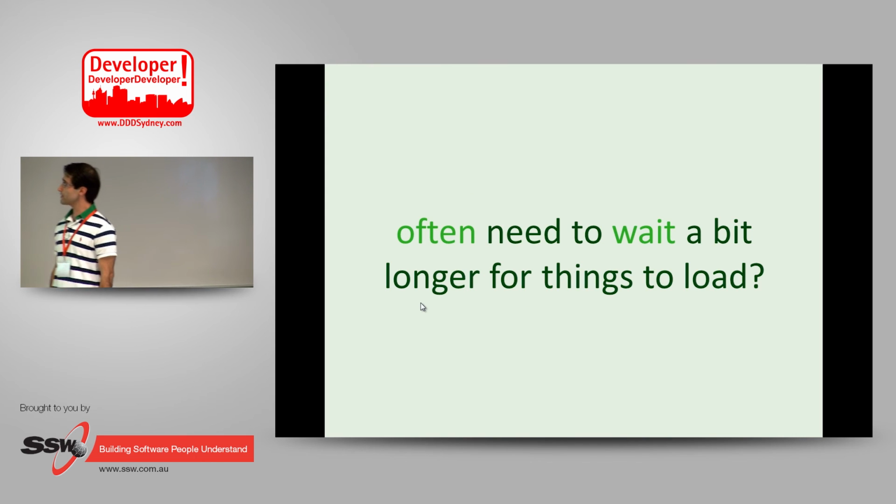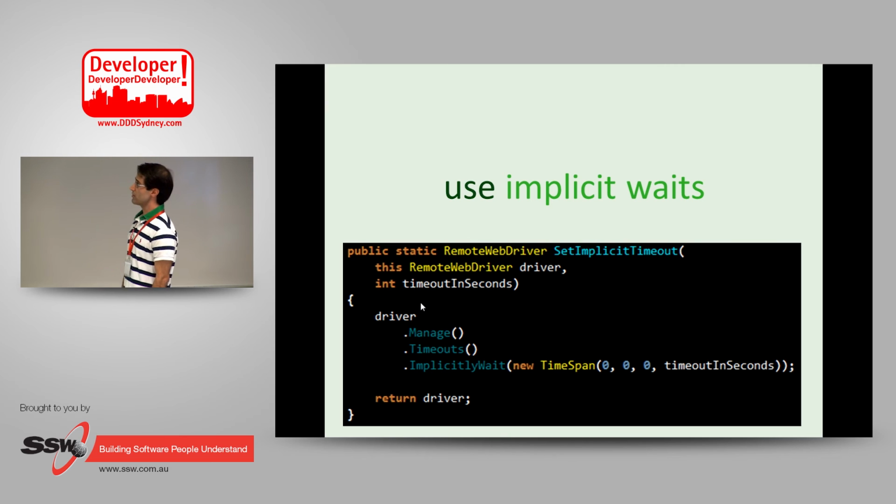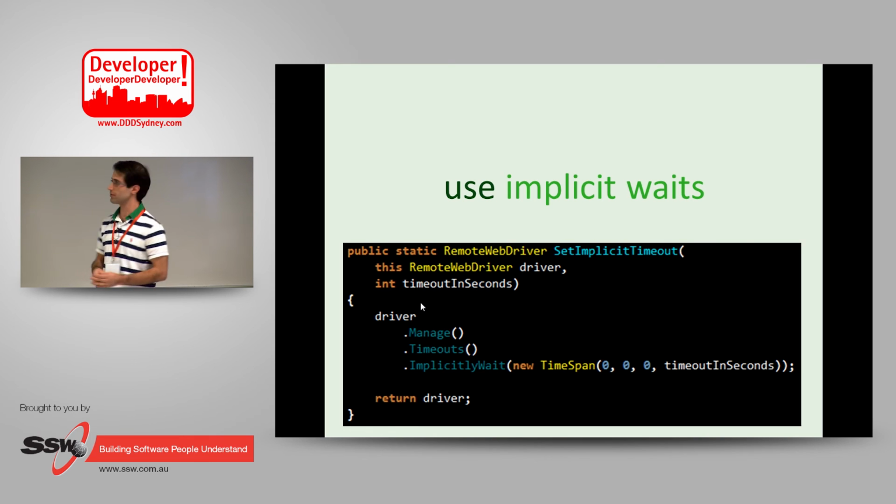So if you often need to wait a bit longer for something on your page to load, or for your page to load, in Selenium you can use implicit waits. And I'm pretty sure this is available on every single UI testing framework. It's a global setting, and it says wait up to that long for an element or for a page to load. So you can set the implicit timeout once at the beginning of your test to 10 seconds.